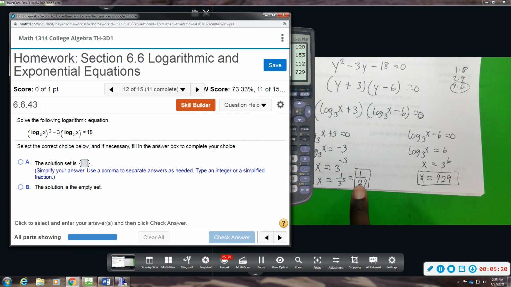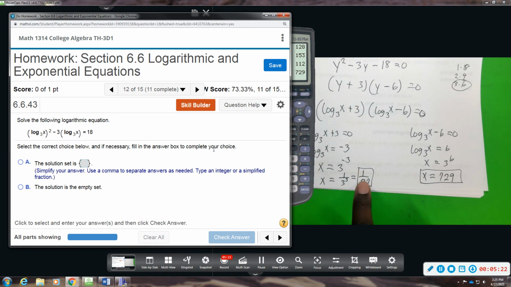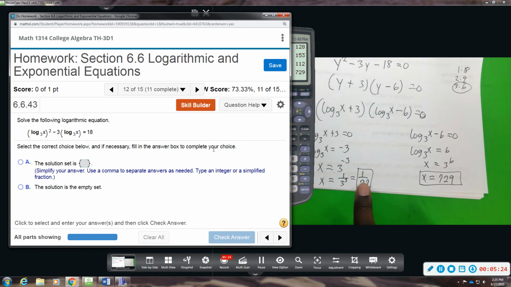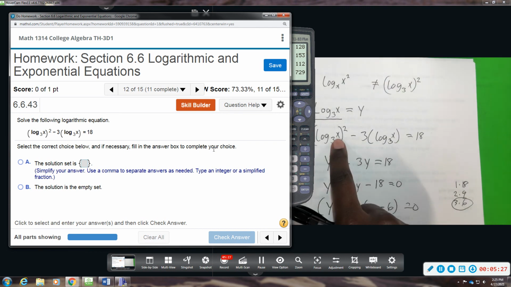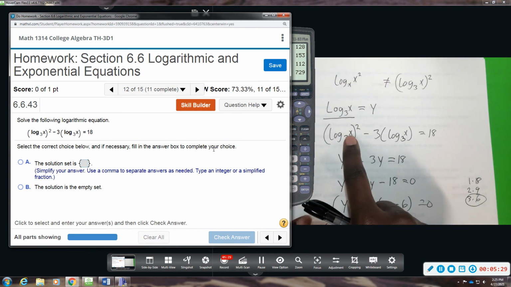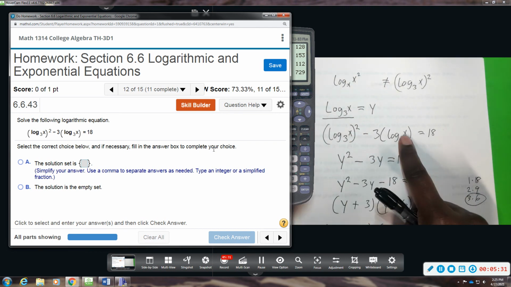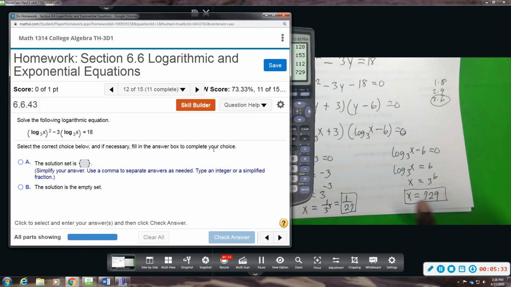From here, we just need to check. If I plugged in 1 over 27 to the original up here, this log of x, that would still be positive, so we're good. And then also if we plug in 729. So in this case, both answers work, 1 over 27 and 729.